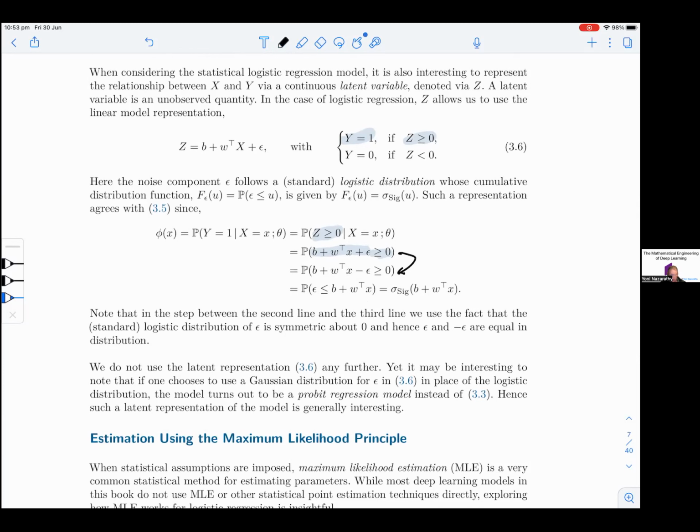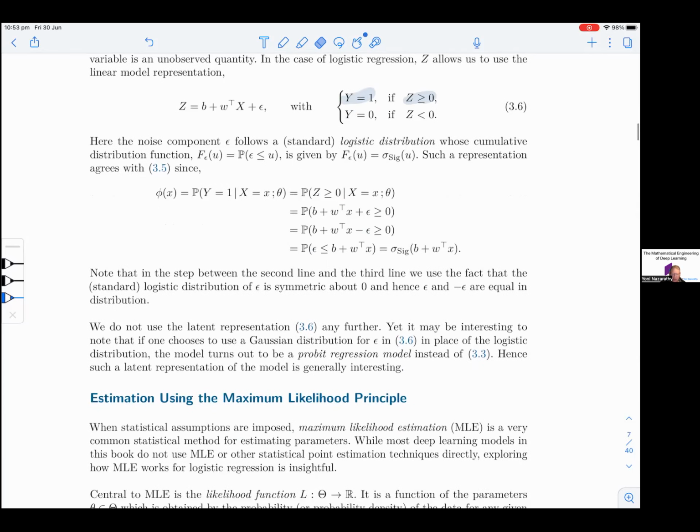Note that in the step between the second line and the third line, we use the fact that the standard logistic distribution of epsilon is symmetric about 0, and hence epsilon and minus epsilon are equal in distribution, and hence we can interchange them inside the probability expression.